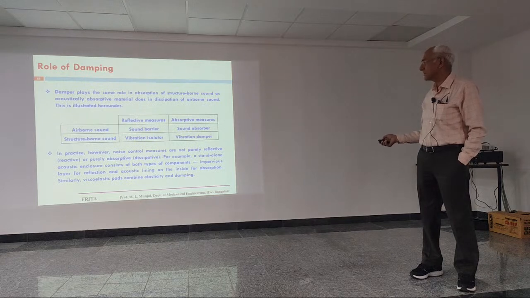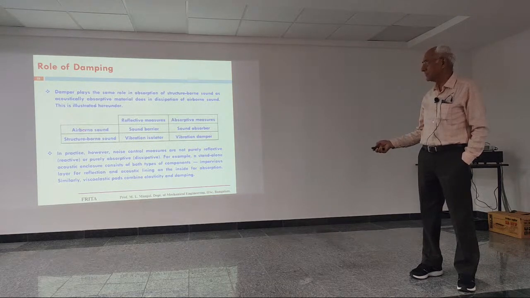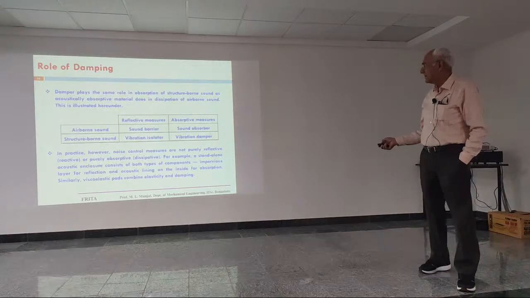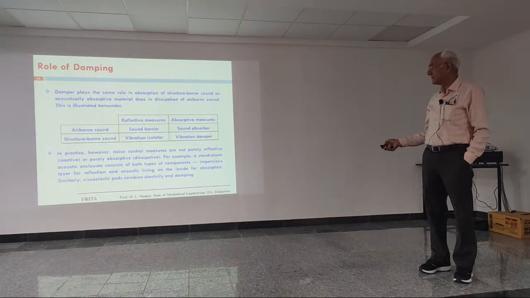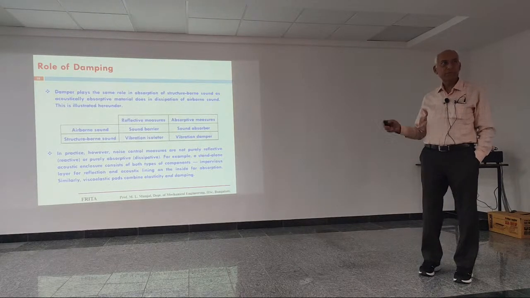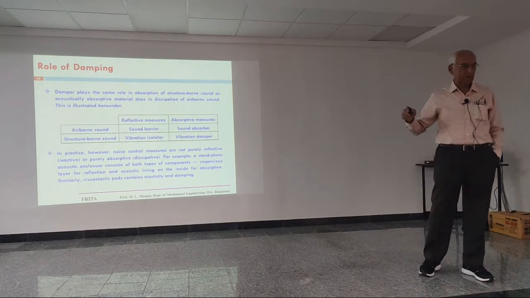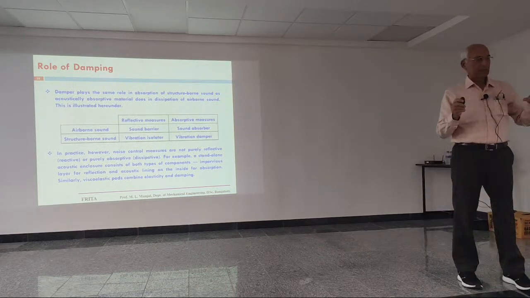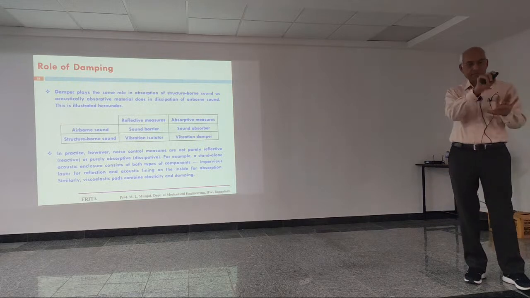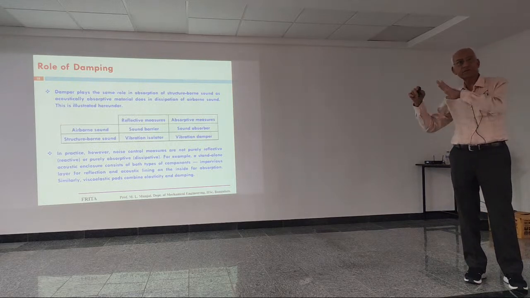Now, see here, I have airborne sound and structure-borne sound. When I use reflective measures for airborne sound, I use a sound barrier. For structure-borne sound, I use a vibration isolator. Again, absorptive measures for airborne sound: it's a sound absorber. For structure-borne sound, it's a vibration damper. Putting it like this is very nice because all your concepts get verified. That's why in a particular situation we use this, and in another situation we use this.